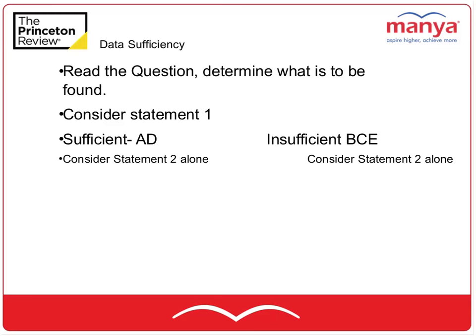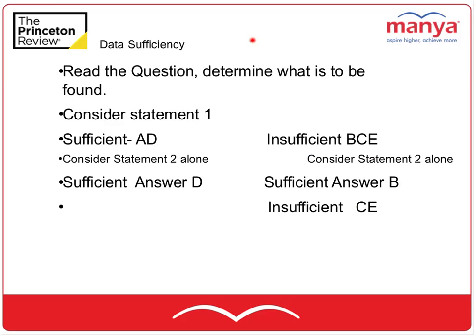When you are considering statement 2, consider statement 2 alone. Don't carry statement 1's data in your mind. Check whether that statement alone is enough to get a sufficient answer for the question. If it is sufficient, then your answer option will be D. When you found statement 1 insufficient and chose from B, C, E, you go to statement 2, and if statement 2 is not sufficient, that is when it is going to be C or E.